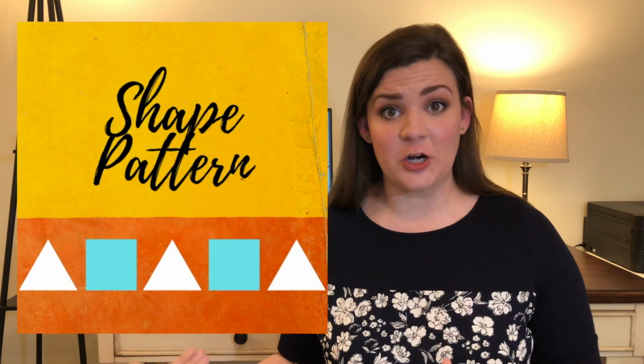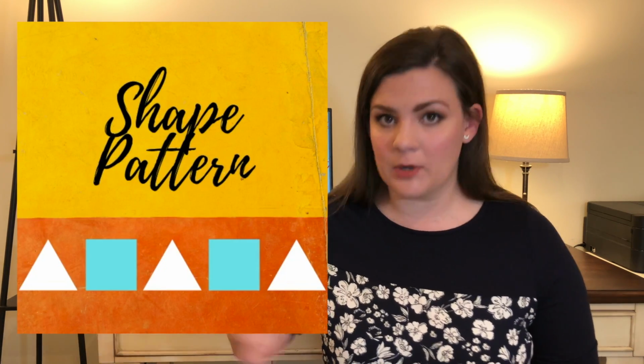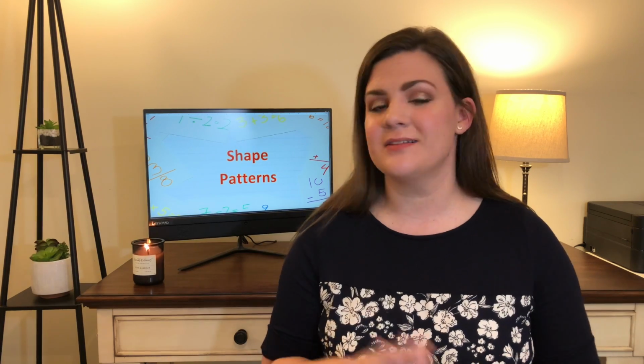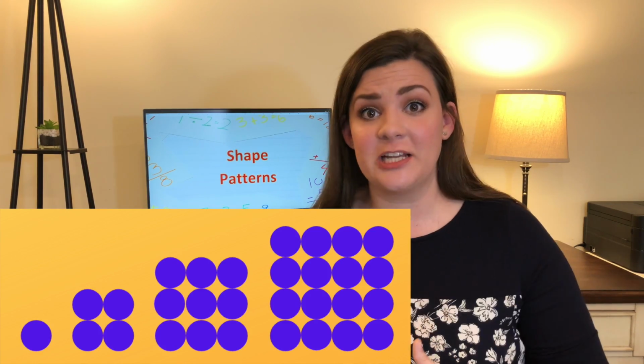So the rule for this pattern is triangle, square, and then it repeats itself. But let's look at a shape pattern that doesn't alternate. This is a shape pattern that changes and grows.